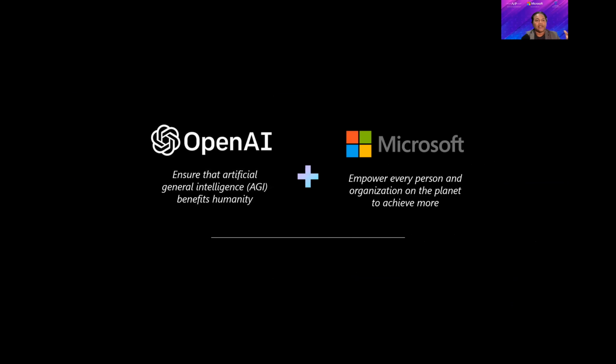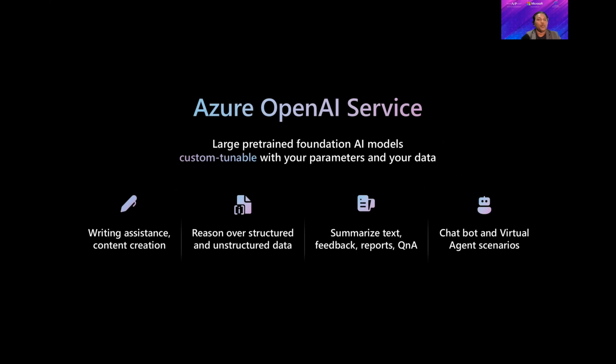OpenAI is a company that was founded with the mission to ensure that artificial general intelligence, which is mimicking human behavior, benefits humanity. And that goes in line with the Microsoft mission statement, which is to empower every person and organization on the planet to achieve more. So this partnership started forming way back in, I think, 2019, where Microsoft started investing in OpenAI, and OpenAI started using the Microsoft Azure infrastructure to train the models. And now, because of that partnership, we have this service called Azure OpenAI service.